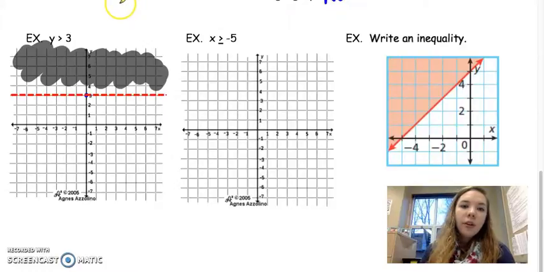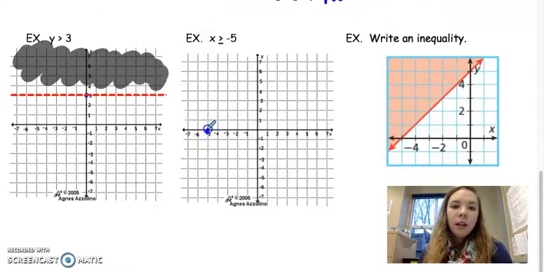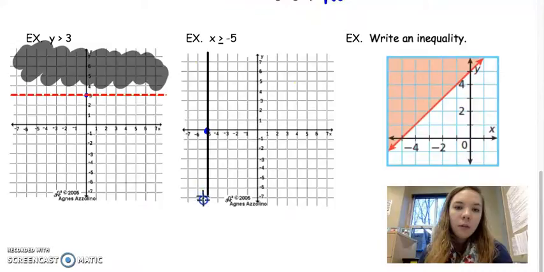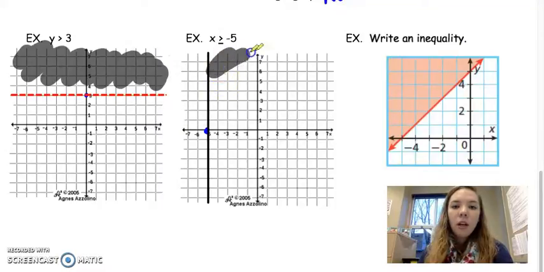X is greater than or equal to -5. So on my x-axis at -5, I need a line going through that. This one would be solid because it has the or equal to. And then it says x would be larger than that, so I'm going to shade to the right.